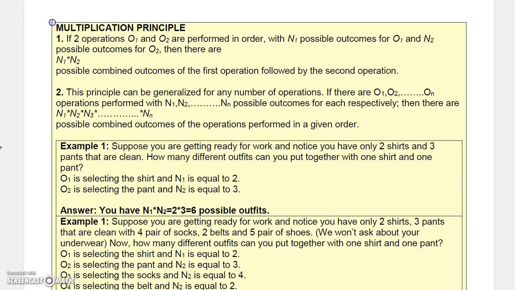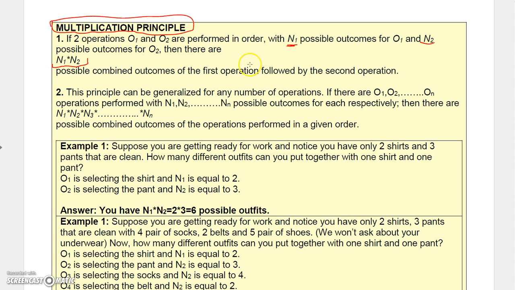Okay, so now I'm going to talk about the multiplication principle. Basically, what the multiplication principle says is if you do two operations in order, and you know how many possible outcomes there are for the first operation, and you know how many outcomes are possible for the second operation, then you can just multiply those two numbers together to get the total possible combined outcomes of the first operation followed by the second operation.